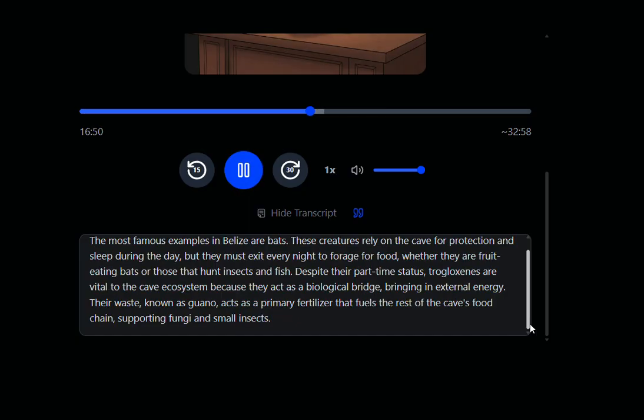The most famous examples in Belize are bats. These creatures rely on the cave for protection and sleep during the day, but they must exit every night to forage for food, whether they are fruit-eating bats or those that hunt insects and fish. Despite their part-time status, trogloxenes are vital to the cave ecosystem because they act as a biological bridge, bringing in external energy. Their waste, known as guano, acts as a primary fertilizer that fuels the rest of the cave's food chain, supporting fungi and small insects.